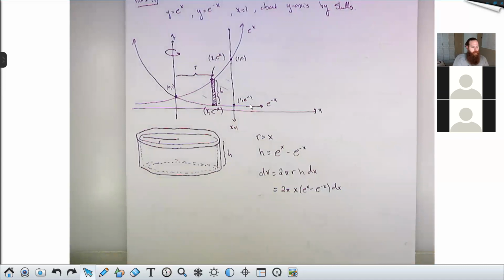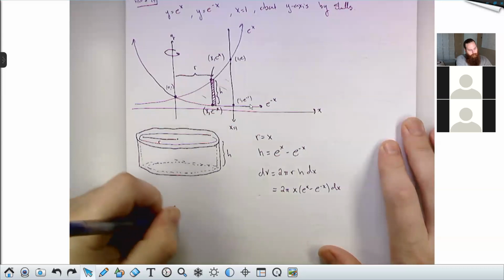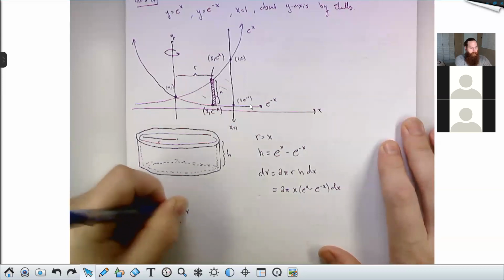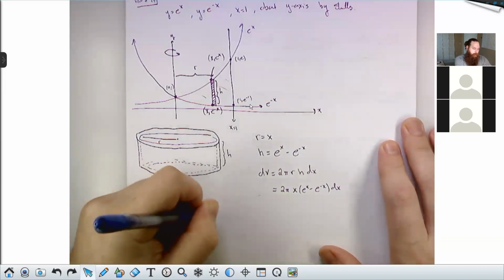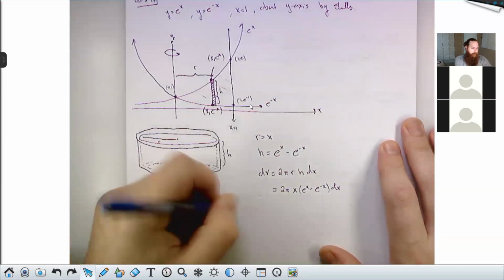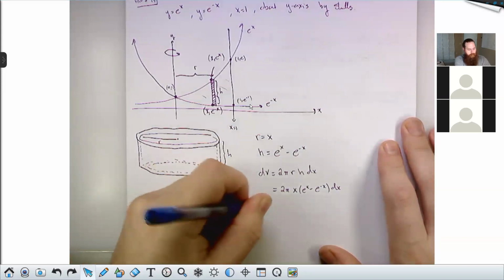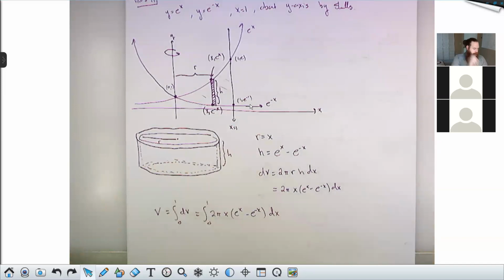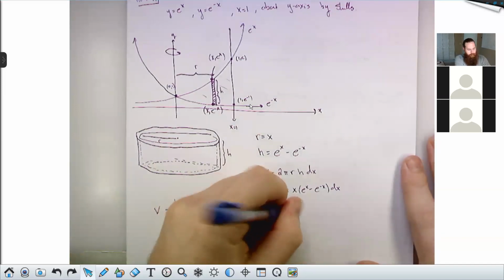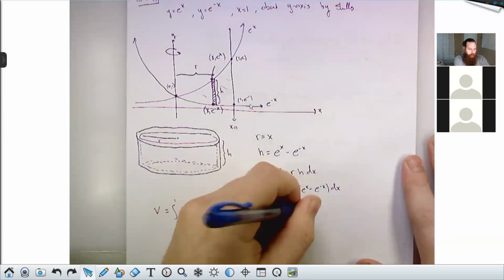That's 0 to 1. So V is the integral from 0 to 1 of dV, which is the integral from 0 to 1 of 2 pi x times e to the x minus e to the negative x dx. And we can pop the 2 pi out and then actually get to work on the integral.